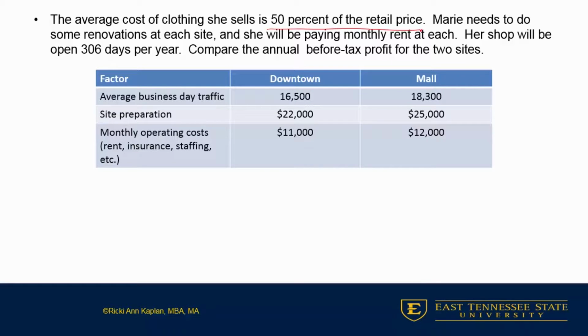Maria needs to do some renovations at each site, and she will be paying monthly rent at each. Her shop will be open 306 days per year. Compare the annual before tax profit for both sites. This is very important because tax can be different. If one is city and one is county, tax rates could be different in both. So we want to take a look at a profit statement. And remember, profit is equal to revenue minus total cost.